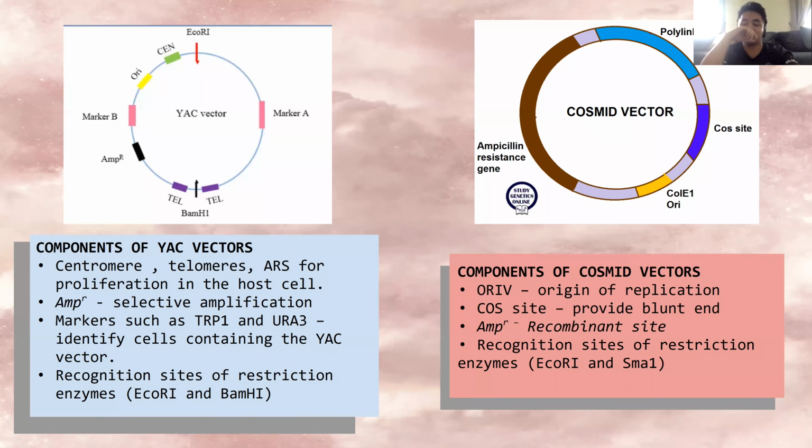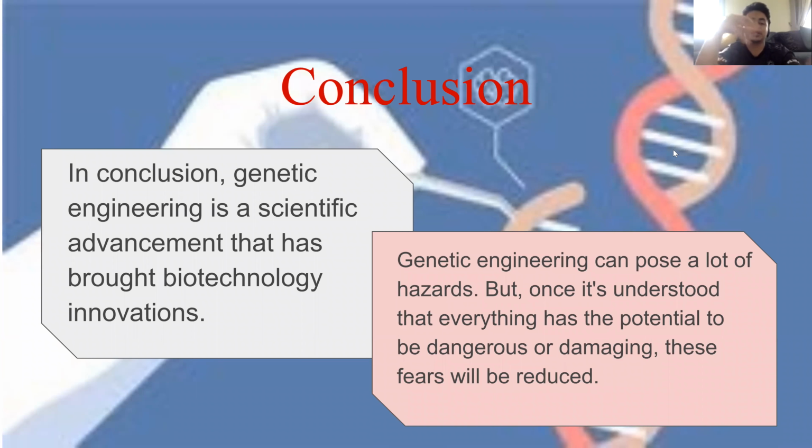So moving on to the conclusion. In conclusion, genetic engineering is a scientific advancement in mankind that has brought biotechnology innovations. Genetic engineering can pose a lot of hazards, but once it is understood that everything has the potential to be dangerous or damaging, the fears towards genetic engineering will be reduced.